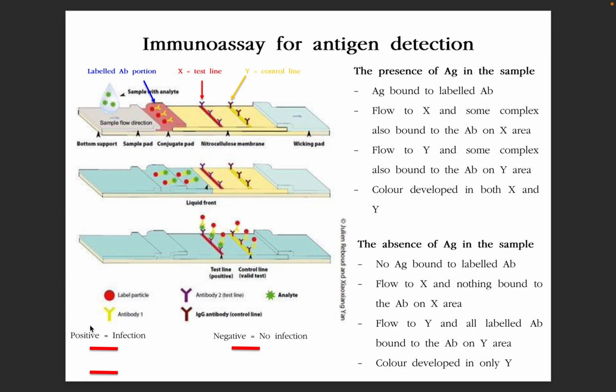That's why two color lines developing means positive detection of the SARS-CoV-2 antigen, reflecting infection, while one color line developing means negative detection of the SARS-CoV-2 antigen, reflecting no infection.